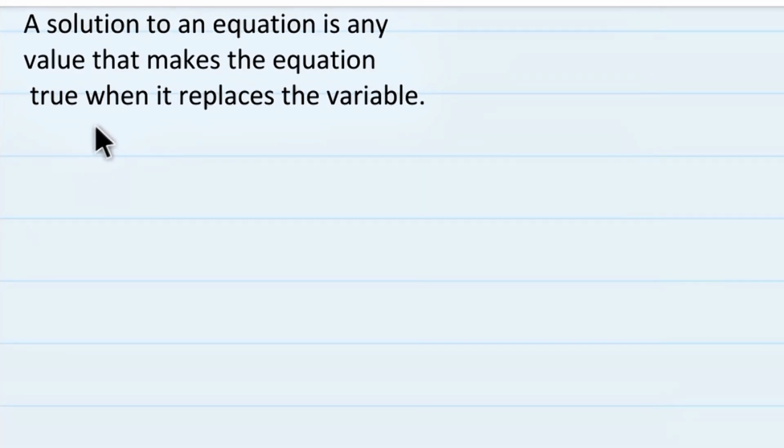In this video, we will learn how to solve a linear equation in one variable. Before solving an equation, we learn what is meant by a solution to an equation. A solution to an equation is any value that makes the equation true when it replaces the variable.